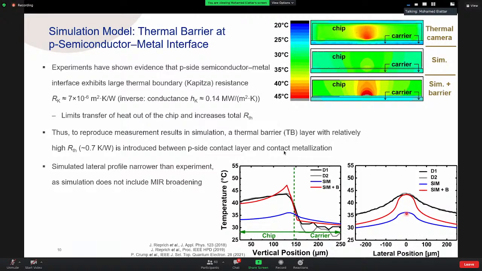So the simulation without barrier, the temperature is quite low. Then when we include the barrier, it starts to become more similar to the measurement. Of course, we notice here that the simulated profile is significantly narrower than the one from the experiment. And we believe this is because the simulation does not include the aforementioned mid-infrared radiation broadening.